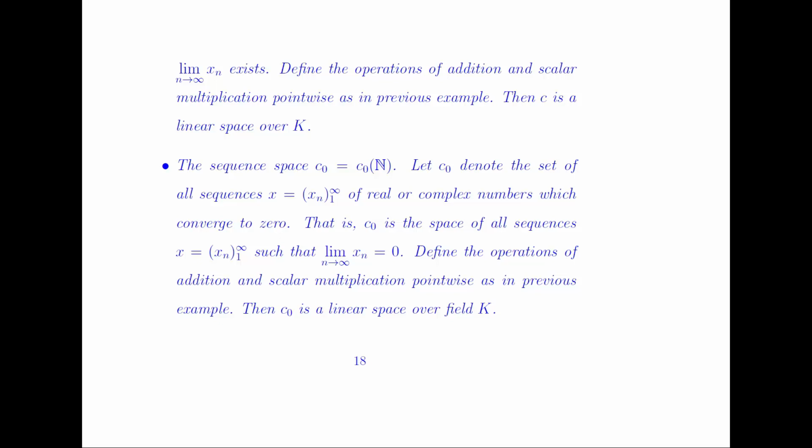And then we define c naught. Here c naught denotes the set of all sequences of real or complex numbers which converge to 0. That is, c naught is the space of all sequences such that the limit of xn is 0. Again, as in the previous example, we can define the operations of addition and scalar multiplication pointwise, and c naught is a linear space over the field K.